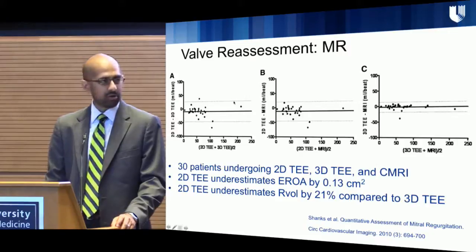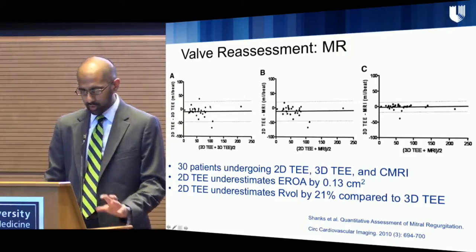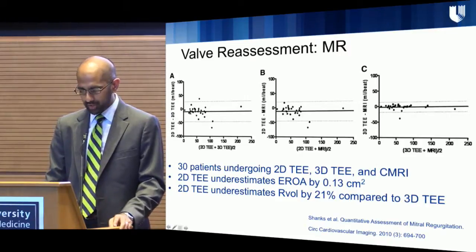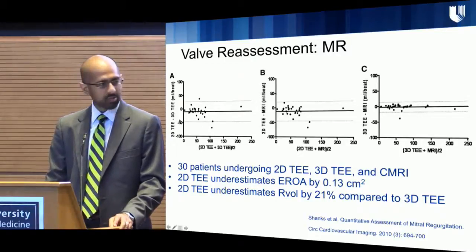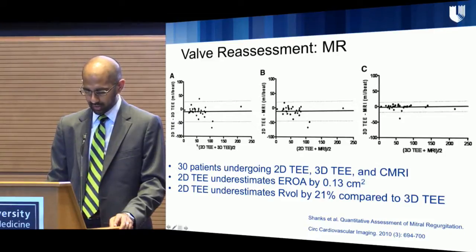What you're looking at here are Bland-Altman plots. So the point of these plots is this: you want all your dots to be as close to this central line as possible. What this first plot is showing you is the difference between 2D TEE and 3D TEE, as compared to the average of the values. So there's some difference. Not all the dots are on the line.